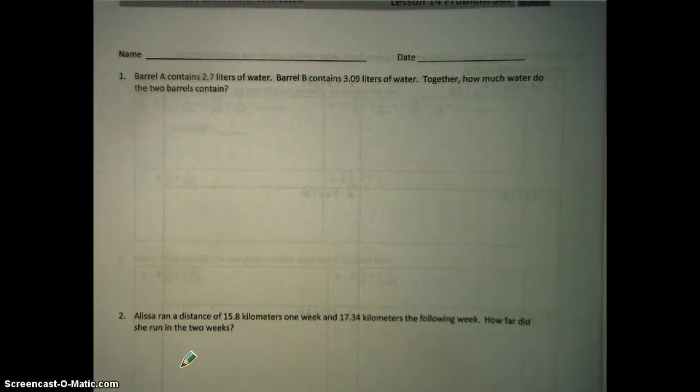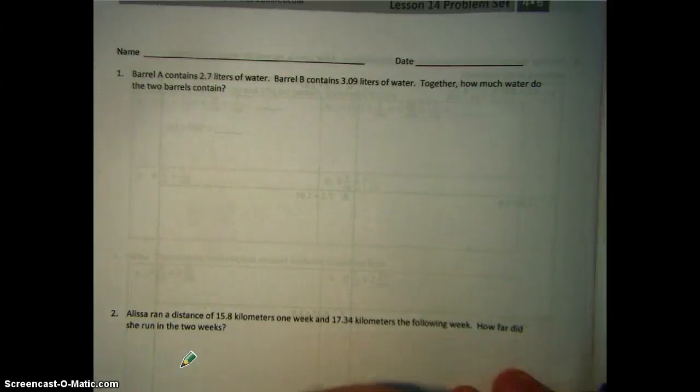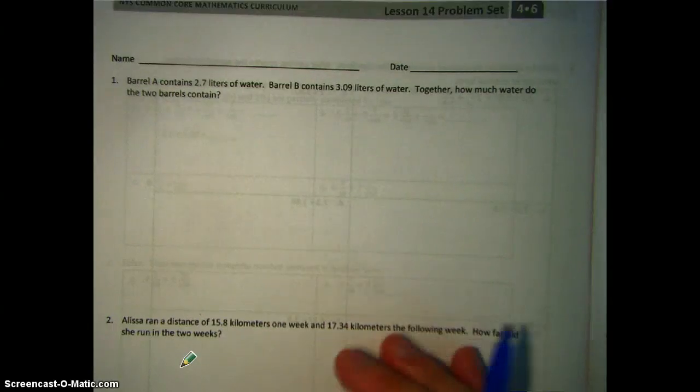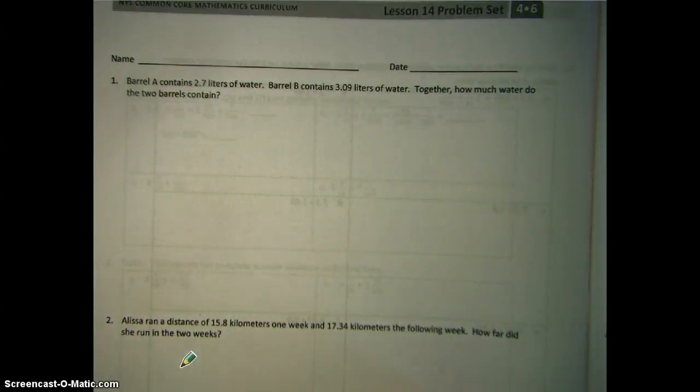Okay, so today we're going to take a look at lesson 14. So we're going to be taking a look at applying our knowledge of fractions and decimals into some word problems. Okay, so first up here with number 1, we have barrel A contains 2 7/10 liters of water. Barrel B contains 3 9/100 liters of water. So together, how much water do the two barrels contain?